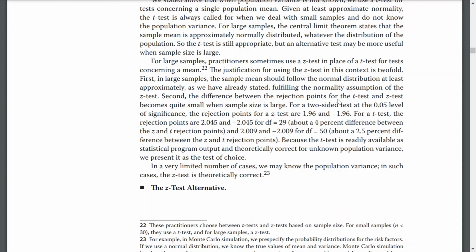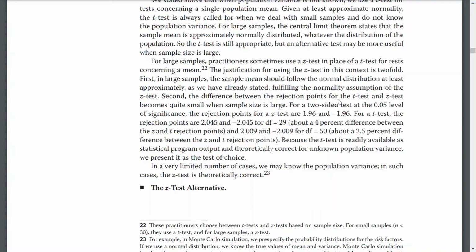Second, the difference between the rejection points for the t-test and z-test becomes quite small when the sample size is large. For a two-sided test at the 0.05 level of significance, the rejection points for a z-test are 1.96 and negative 1.96. For a t-test, the rejection points are 2.045 and negative 2.045, or with 50 degrees of freedom, about a 2.5% difference between the z and t rejection points.